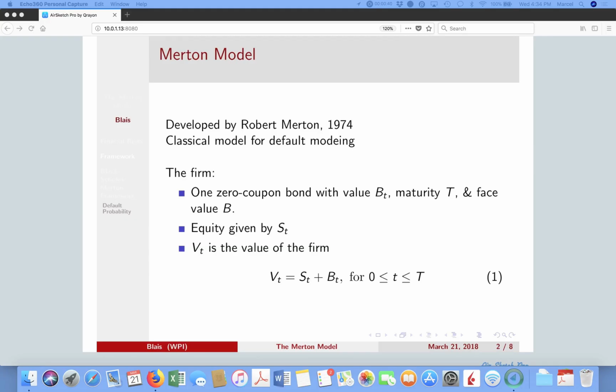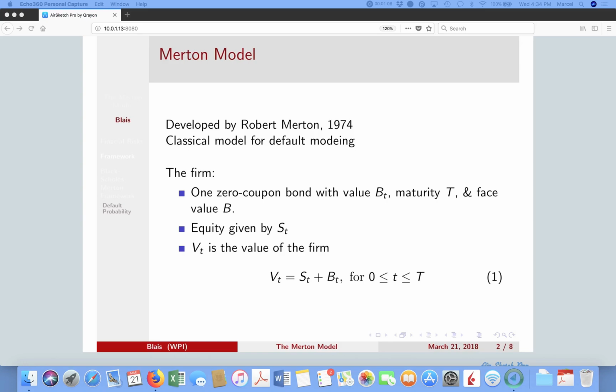So, the basic setup, we have a firm. That's all we're going to be concerned with, just one particular firm. The firm will issue one zero coupon bond with value B_t. So think of today as time little t. That bond matures at time capital T, and it has a face value of B dollars.